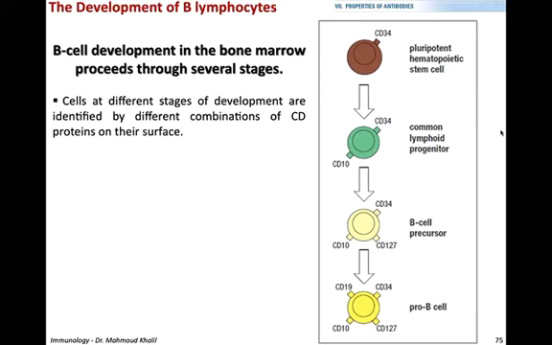Actually, you can say that they can be differentiated or identified by the different combination of the CD proteins on their surface. So you can see each type of these B cells is differentiated by the repertoire of the receptors, or the collection of the receptors on its surface, or the surface protein of CDs.